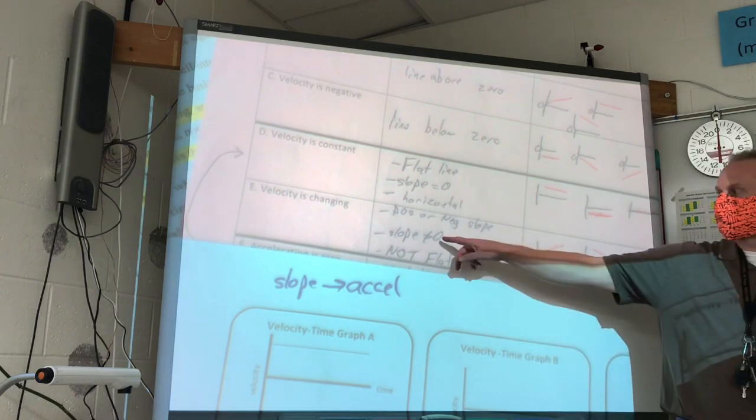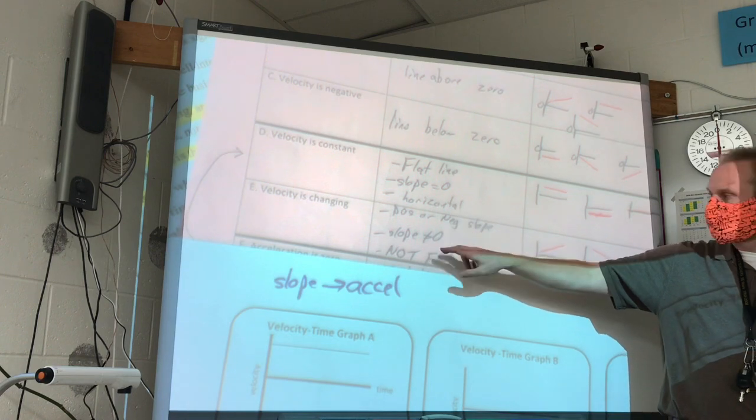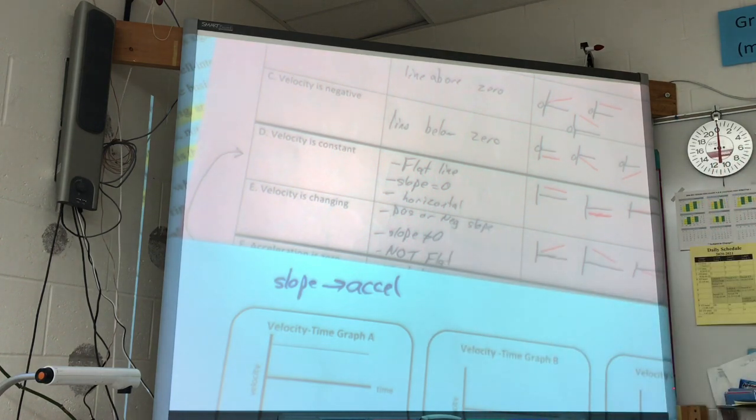So a slope that is not equal to 0, remember slope tells us acceleration. A slope that's not equal to 0 means my acceleration is not equal to 0, which means my object is accelerating. Or we could say my velocity is changing. One of those three statements. If one of those statements on the board is true, all of those statements on the board are true.